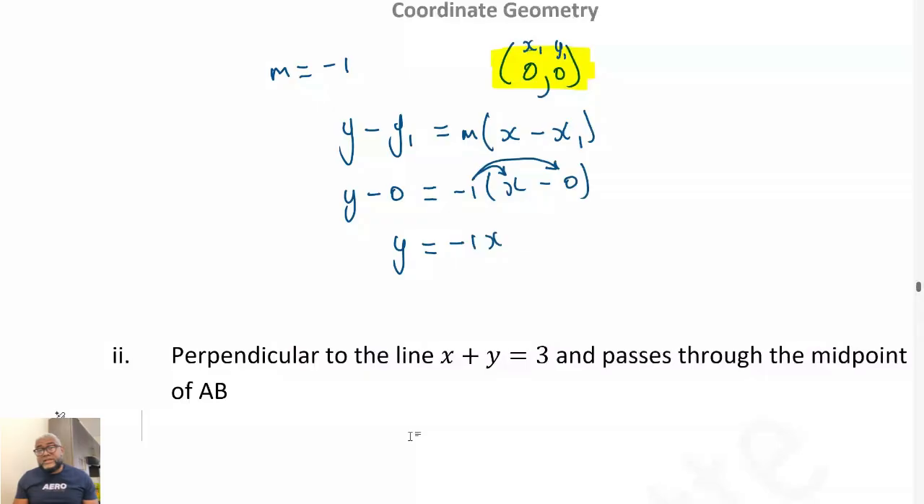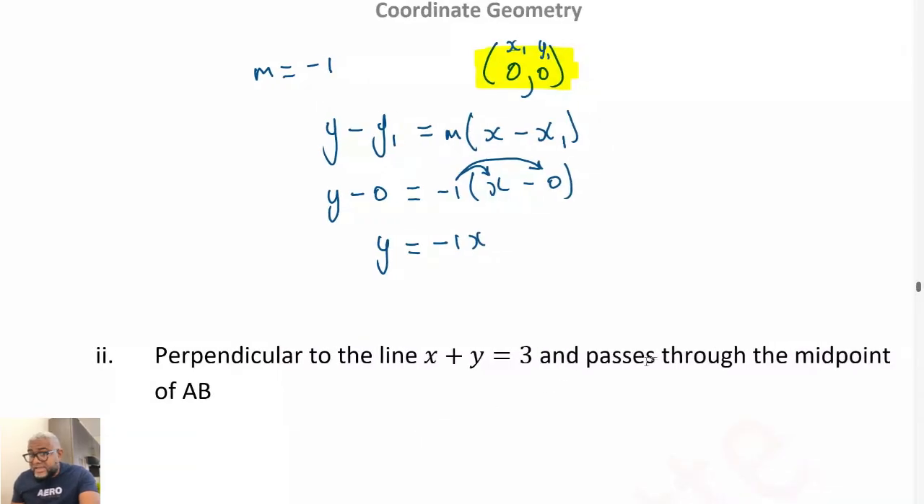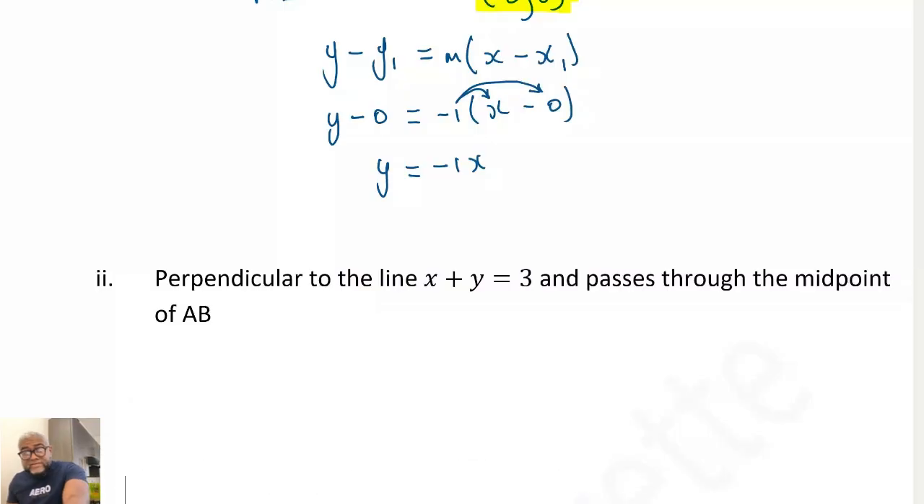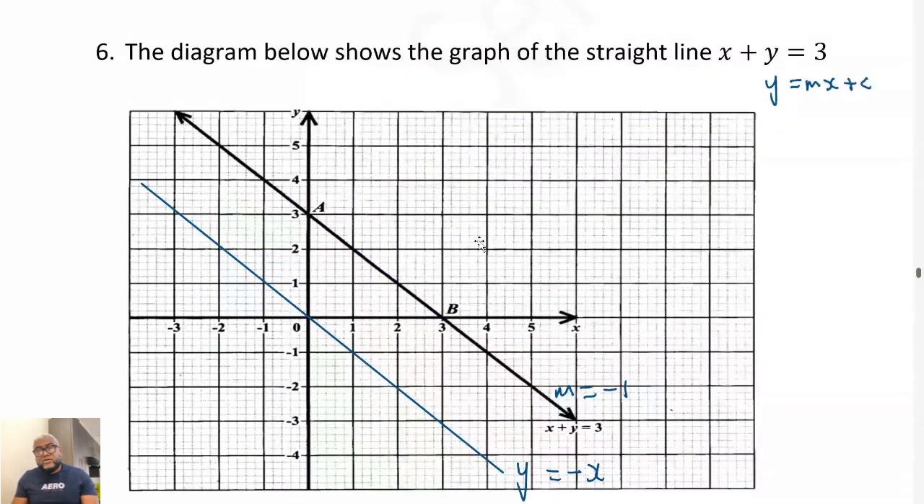Now they want the equation of a line which is perpendicular to this line and passes through the midpoint of AB. So we need to find the midpoint of AB. In order to find the midpoint of AB, I need the coordinates of A and I need the coordinates of B. So let me see who can help me with this one here. What are the coordinates of A? I want somebody to tell me.